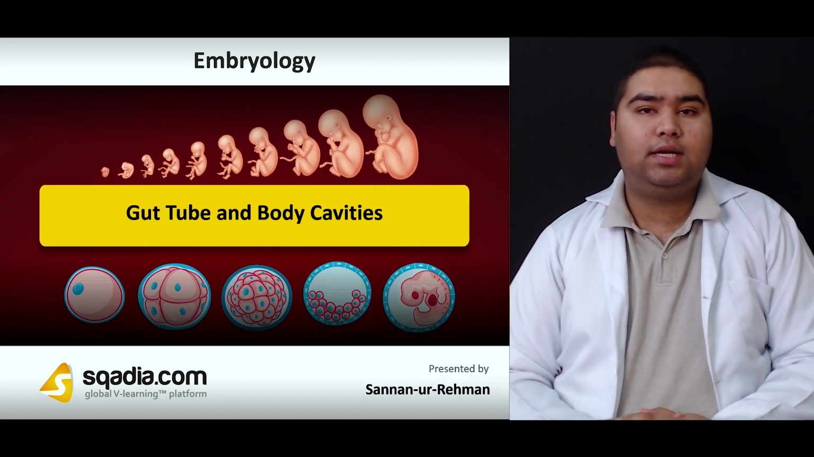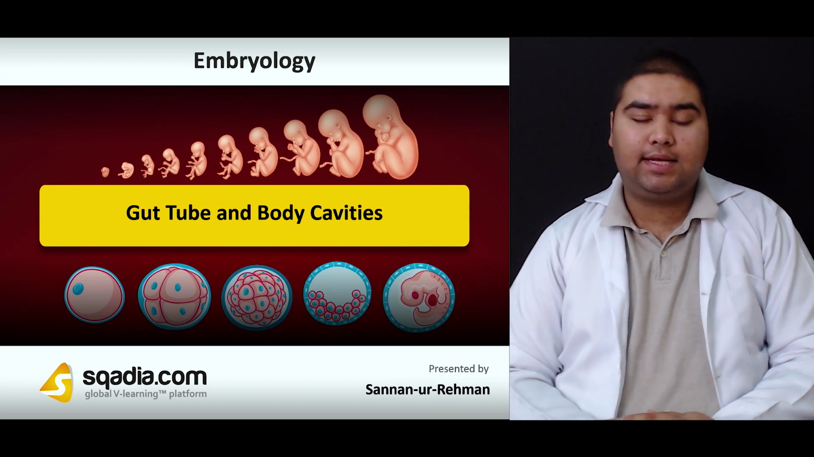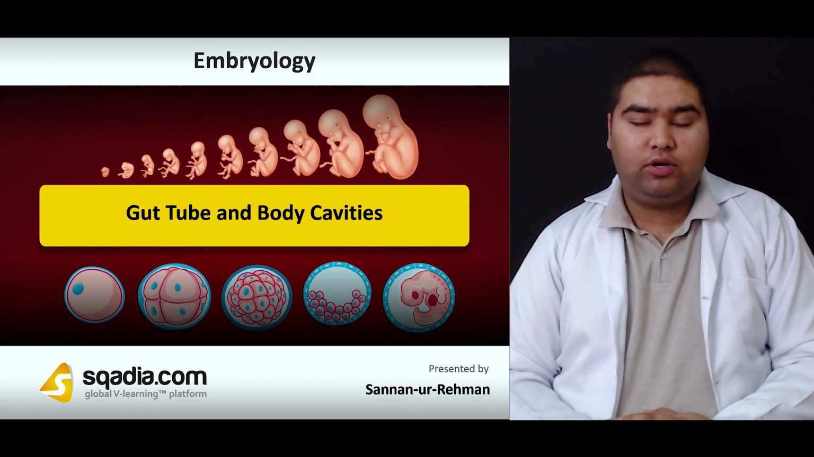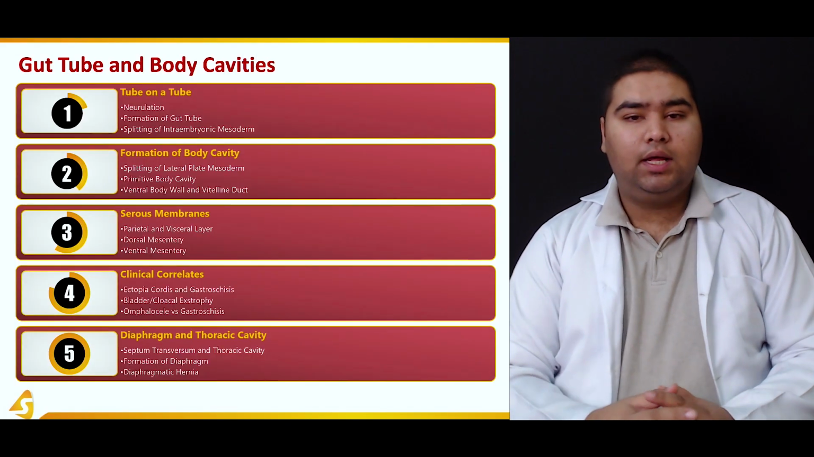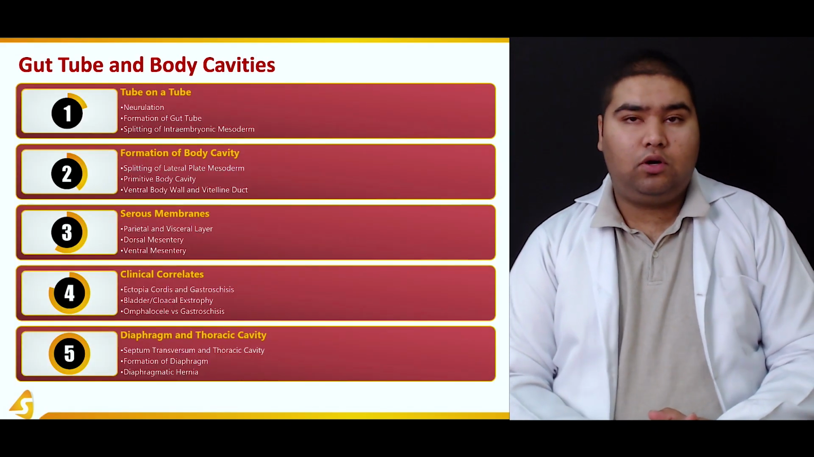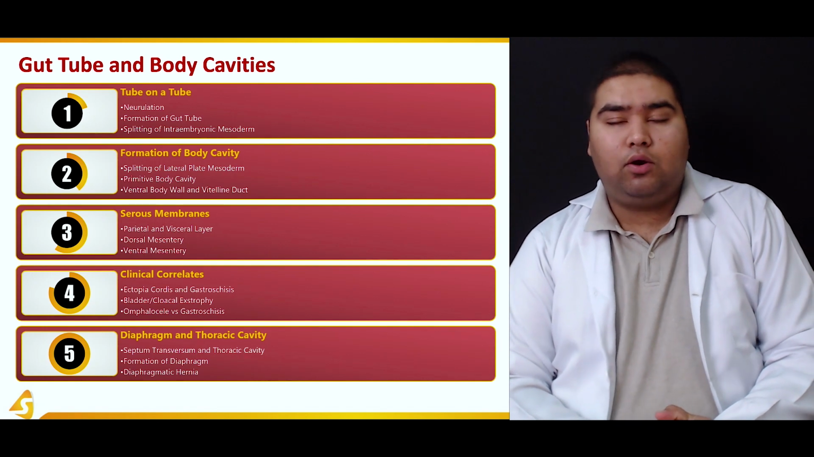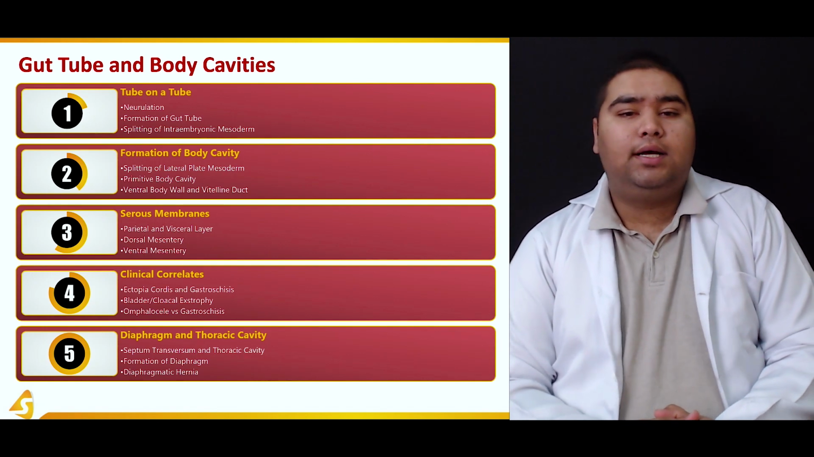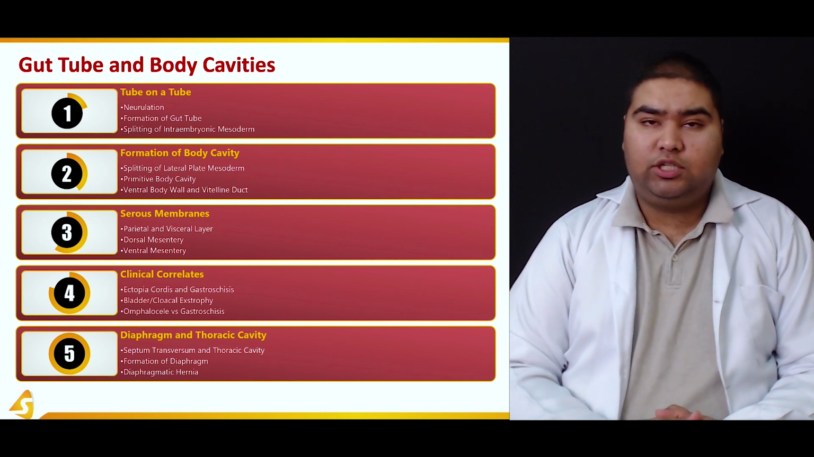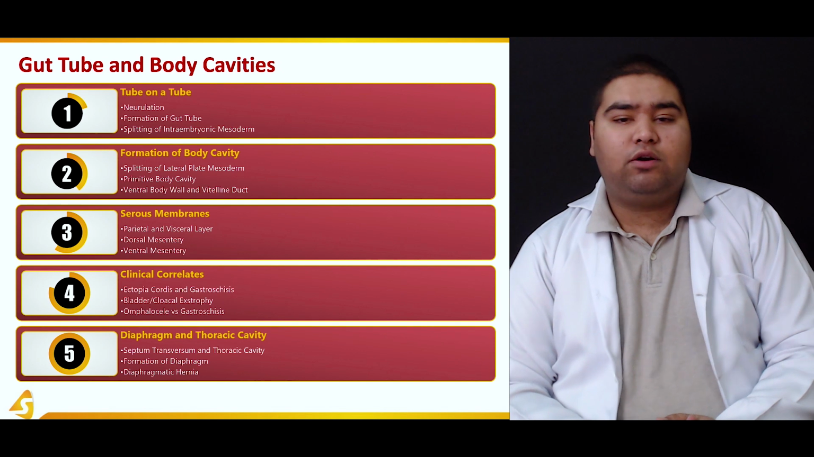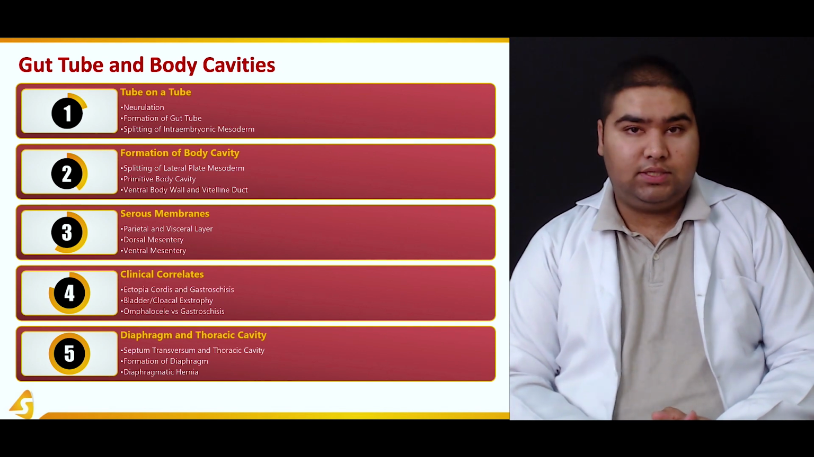My name is Dr. Sannan Rehman and today we'll be discussing the gut tube and the body cavities. The lecture will be divided into 5 subsections. The first subsection is called tube on a tube. We'll see why we call it that. It is further divided into neurulation, formation of gut tube, and splitting of the intraembryonic mesoderm.